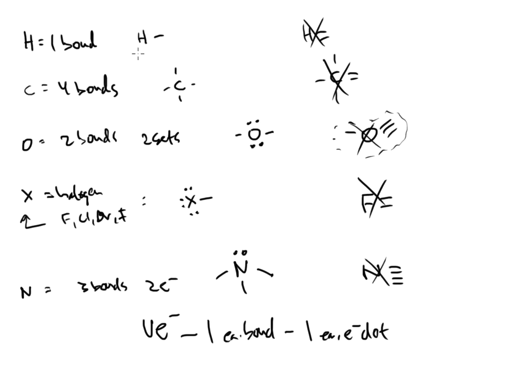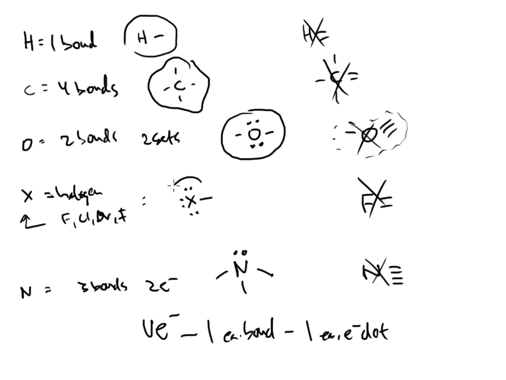If you have hydrogen, that really can only get one bond. If you have carbon, that normally always will have 4 bonds. If you have oxygen, it's always 2 bonds with 2 sets of electrons. If you have a halogen, it's 1 bond with 3 sets of electrons. And if you have something like nitrogen, it's typically 3 bonds with 1 set of electrons.